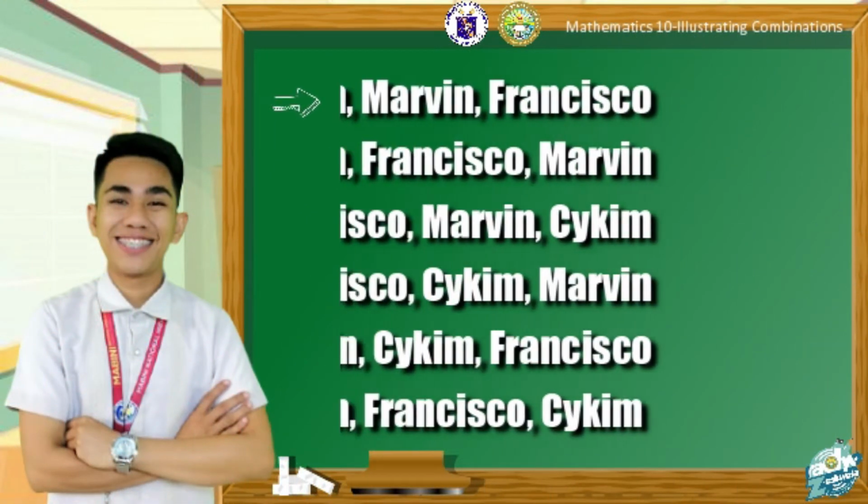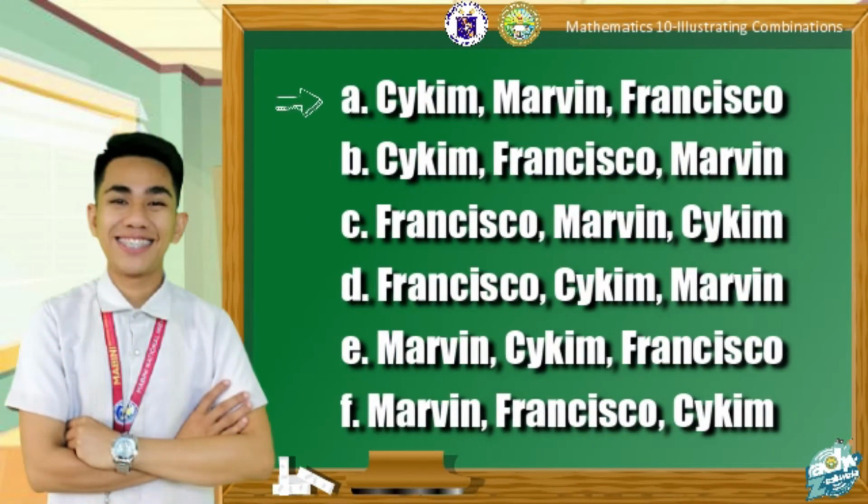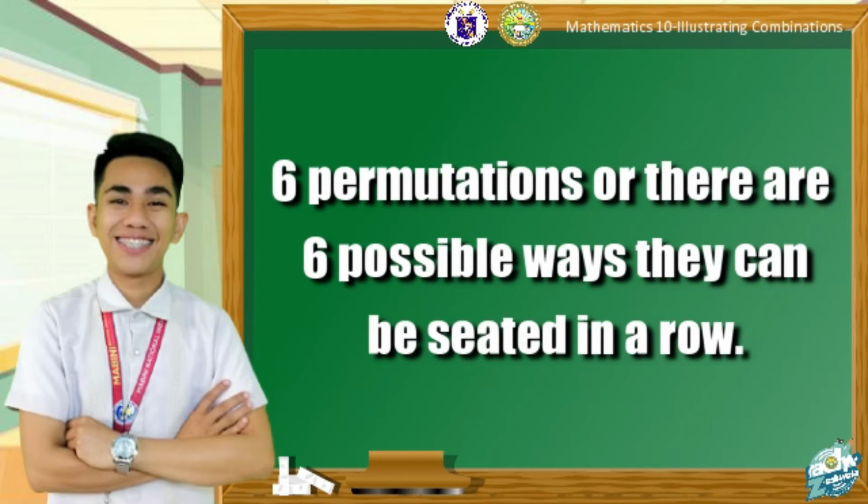Letter A. Louis, Marvin, and Francisco. Letter B. It could be Louis, Francisco, and Marvin. Letter C. Francisco, Marvin, and Louis. Letter D. Francisco, Louis, and Marvin. Letter E. Marvin, Louis, and Francisco. Letter F. Marvin, Francisco, and Louis. Therefore, there are 6 permutations, or there are 6 possible ways they can be seated in a row.